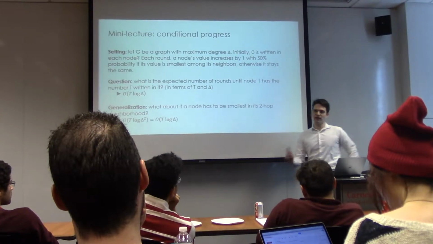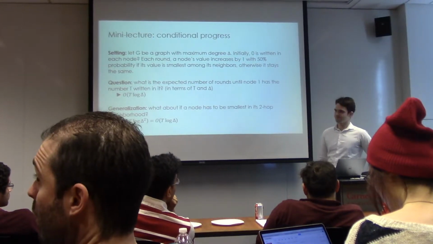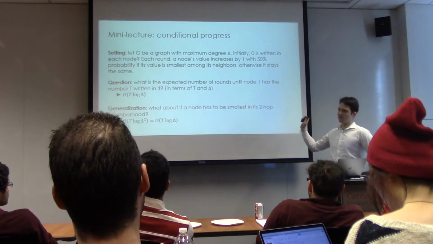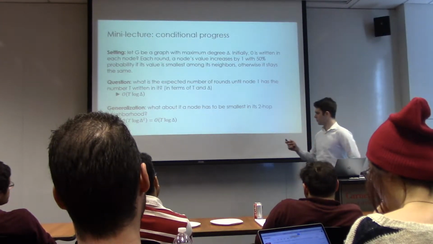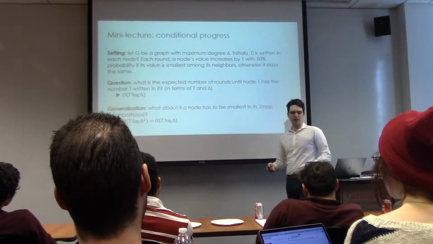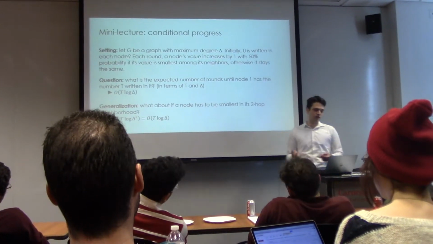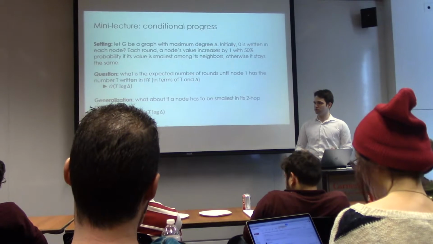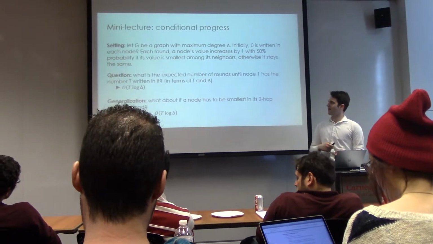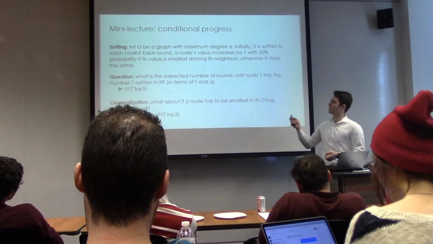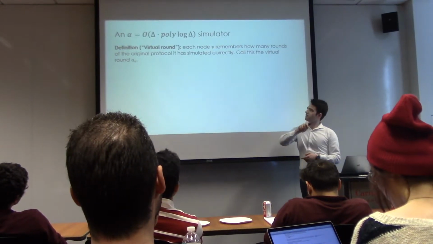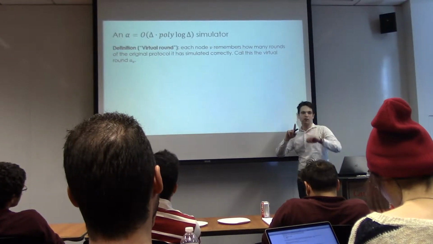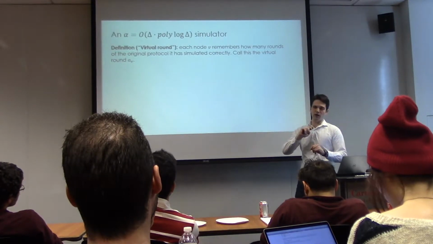Factor of 2 goes out. Who cares? All good. Fine. So this is it. This is, let's call it, the conditional progress lemma. We're going to use it. Now, when we have these two techniques in place, the conditional progress and the decay, we are ready to present the delta polylog delta simulator, but after I show you one little technicality that I call the virtual round.